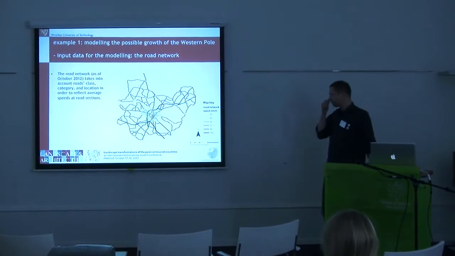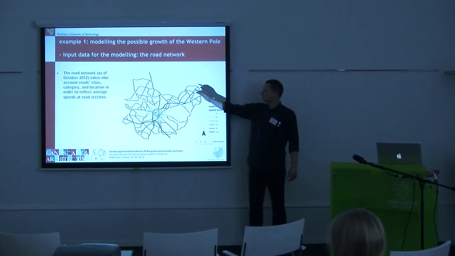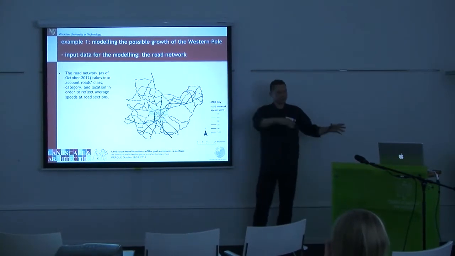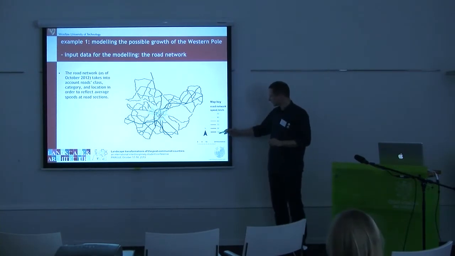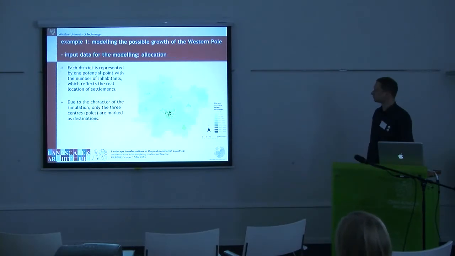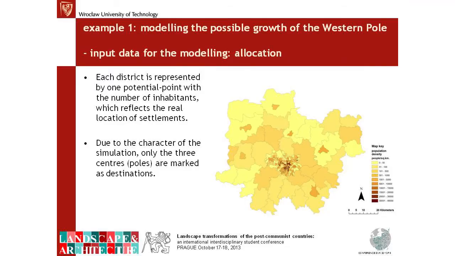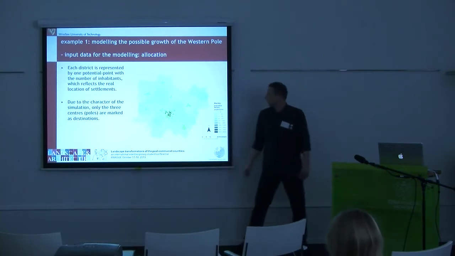This is our road network, which is valid for a year back from today. There are 6 sets of speed. That's the population density, which is quite understandable. These are minor towns outside of Wrocław, and that's Wrocław, that's the city center.